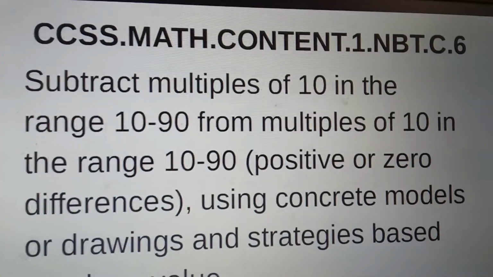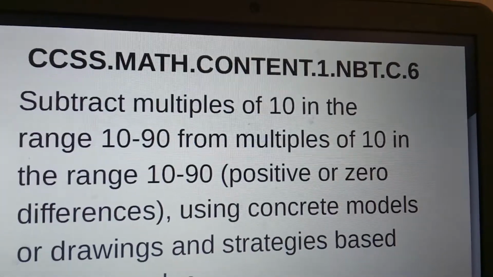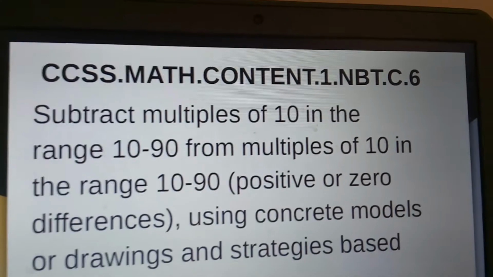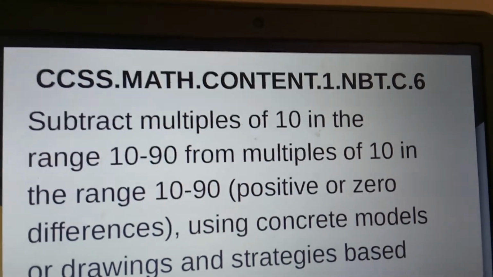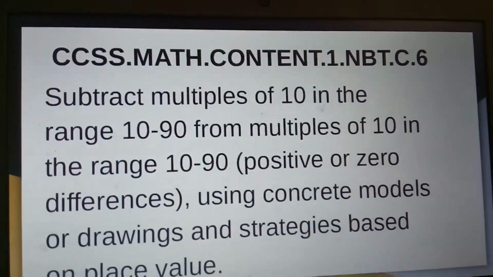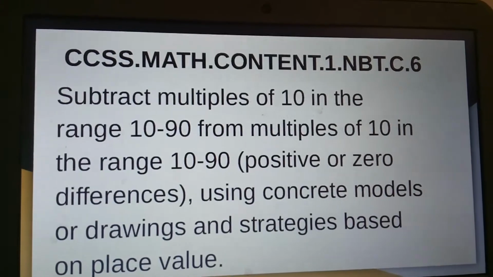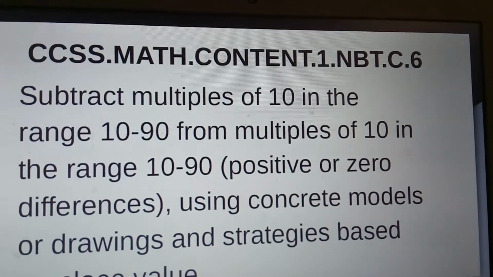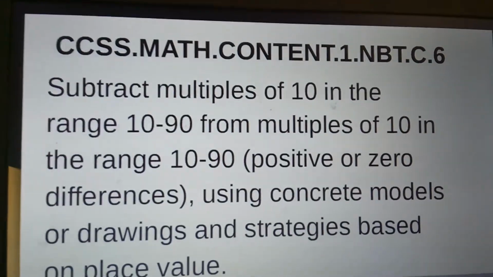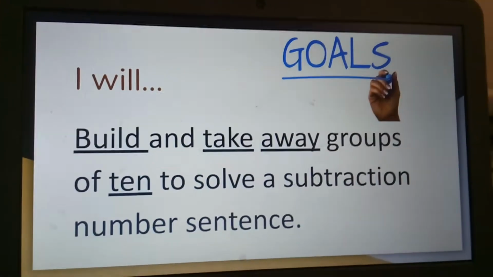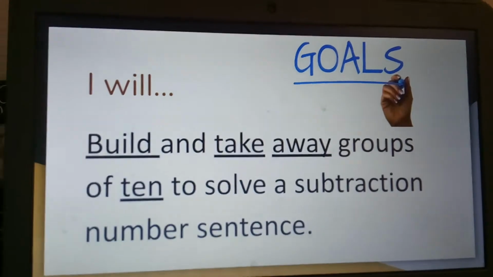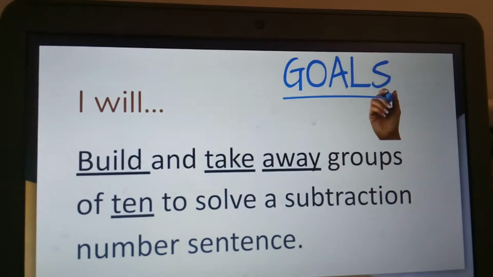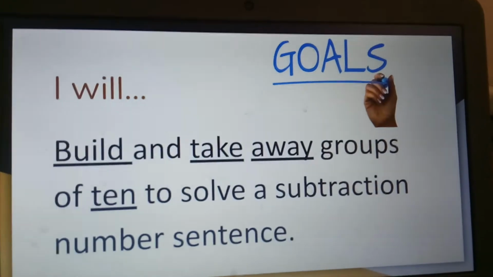Today, what we are going to do is we're going to practice a new skill by trying to subtract multiples of 10 in a range from 10 to 90 using concrete models or drawings and strategies based on place value. And how we are going to do this is by completing the following objective. So repeat after me. I will build and take away groups of 10 to solve a subtraction number sentence.